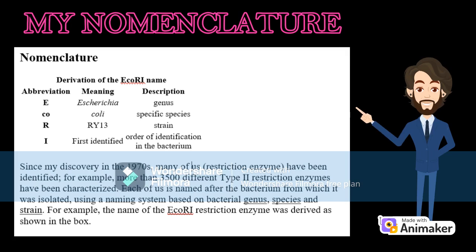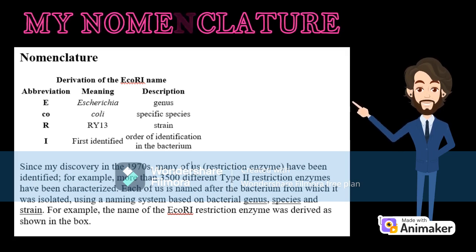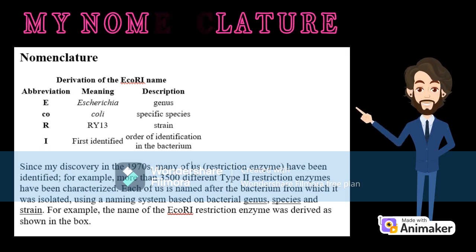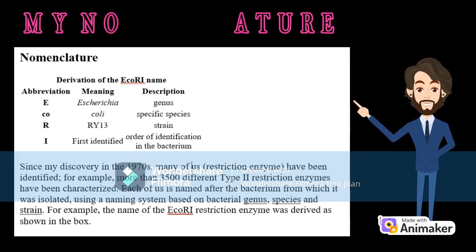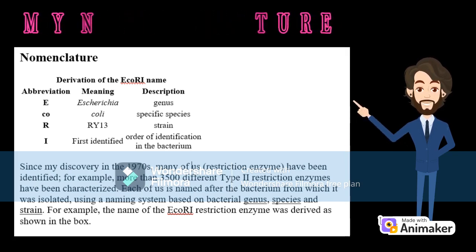So an example is given of E. coli. E means Escherichia, that is the genus. CO means coli, the specific species. R means RY13, a strain of E. coli, that is, the strain of E. coli in which it was discovered, and 1 is the order of identification in the bacterium.